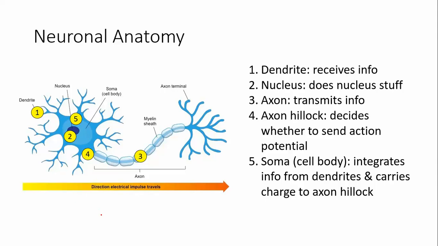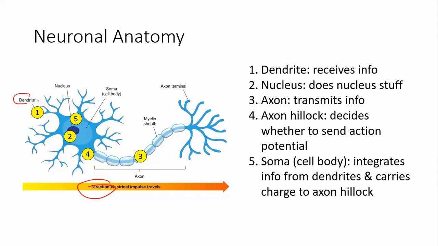Now, keep in mind that neurons are all about transferring information. Information goes in a neuron in one direction only, as you see down here, which is pointing out the direction the electrical impulse travels, and that electrical impulse is carrying information. So we're going to go through this in the order in which this information goes through the cell for the most part.